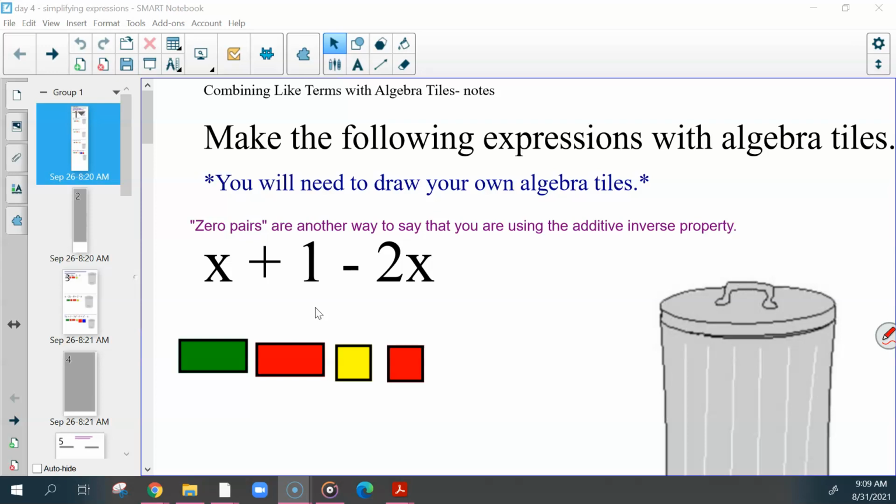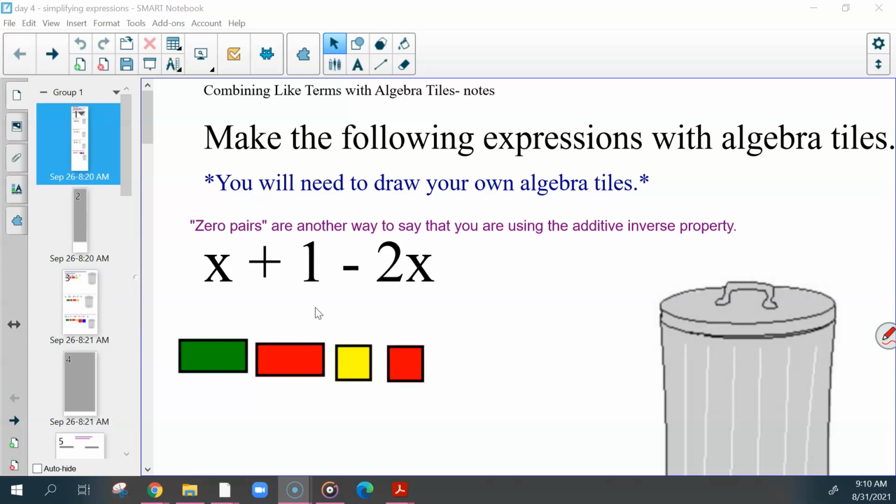Those are your x's. The green is your positive x. The red is your negative x. And then be careful with the little squares, they like to disappear. But take out one of those, find one of those. Those are your ones. The beige or yellow side is your positive one, and your red side is the negative one.